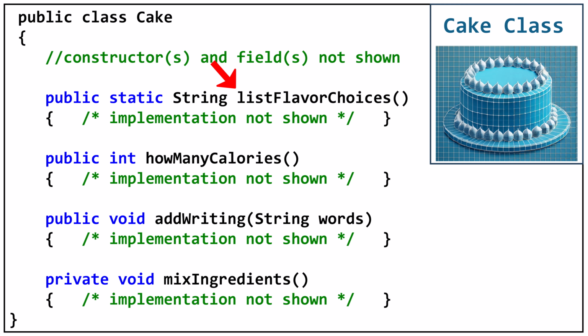Here is the method name. It should be in lower camel case and describe what the method does. Finally, we have the parentheses, which can hold one or more parameters. Parameters are variables that receive data when we call the method. listFlavorChoices doesn't have any parameters. Compare that to addWriting, which has one string parameter. Every time we call addWriting, we need to pass it a string which will populate the words variable. New programmers often confuse return types and parameters. Remember, parameters tell you what data needs to be sent to a method when we call it. Return types tell you what type of data will be returned back.